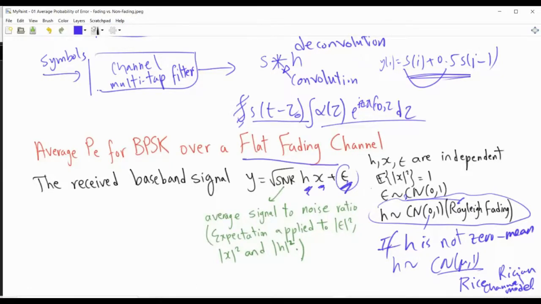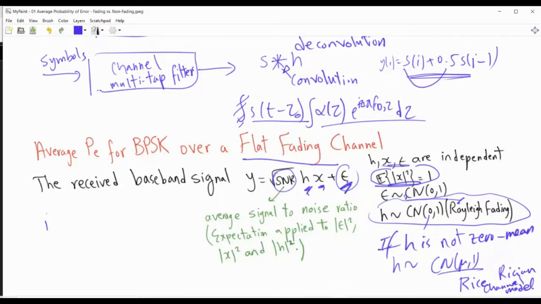We use a normalized constellation. This is important. When we later start simulating the system, you need to stick to these assumptions. The variables are independent of one another, and if you make everything with unit variance, then where is the signal to noise ratio? If you normalize everything, you need a constant that gives you the required signal to noise ratio. It is this factor here. This is the average signal to noise ratio, and when you compute the powers, you apply expectation to magnitude H squared, magnitude X squared, magnitude epsilon squared.